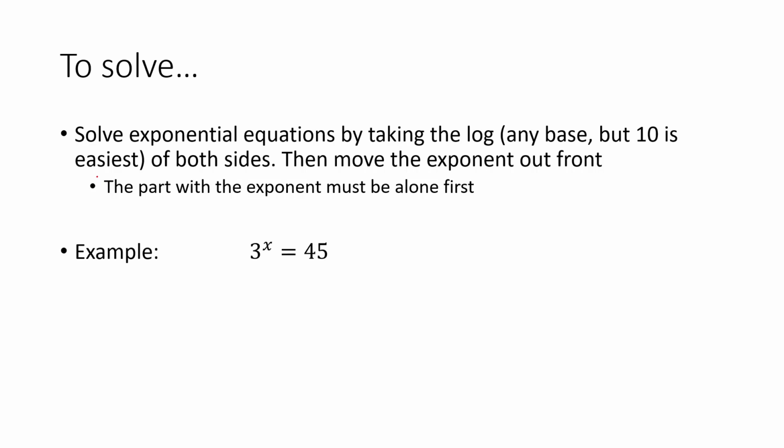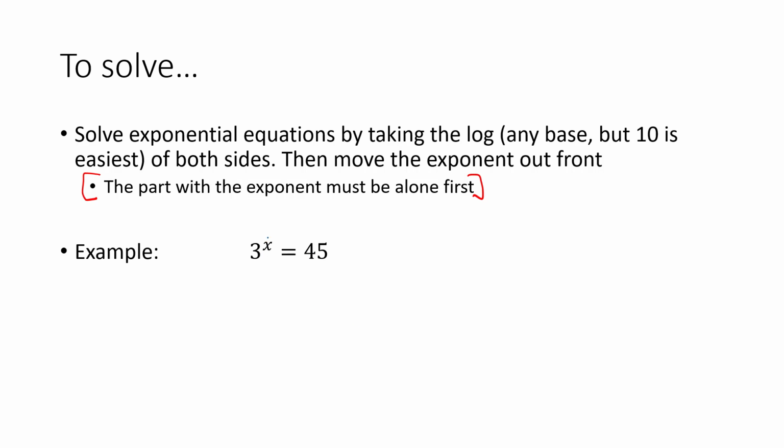Small caveat here, and we'll get to this in a little bit, but the part with the exponent must be alone first. So we can only have the 3 to the x in this example by itself. If there was anything else there, we'd have to take care of that before we could solve. So what this means, it sounds kind of complicated, but it's actually really simple.